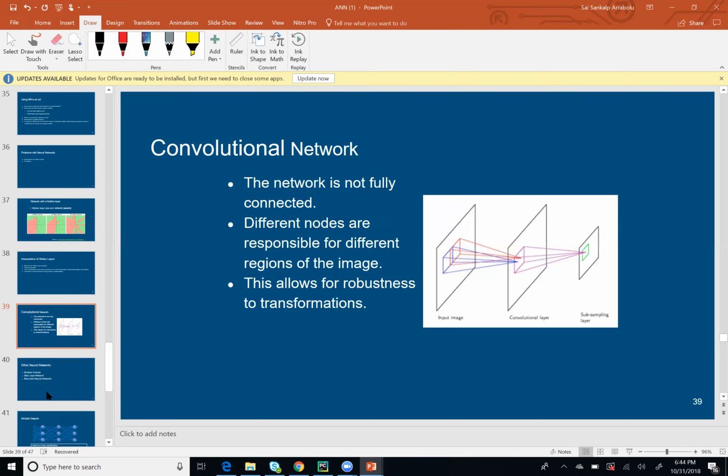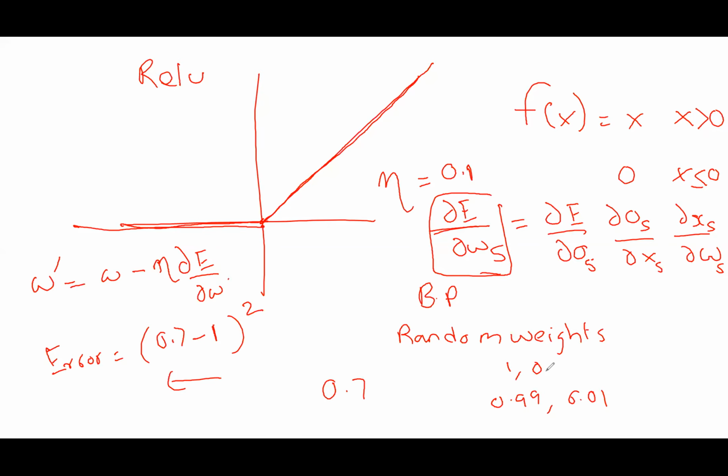So, okay. Is everyone clear with what basic neural networks are? If we are clear with what basic neural networks are, I'll start. Any questions on what basic neural networks are? Yes, no? No questions. Okay. All right.